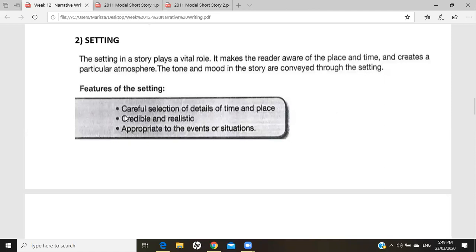So features of the setting, the first thing is careful selection of details of time and place. You need to be very careful that the time and the place that you use in your setting would really enhance the message of the story. The next thing is that it is credible and realistic.